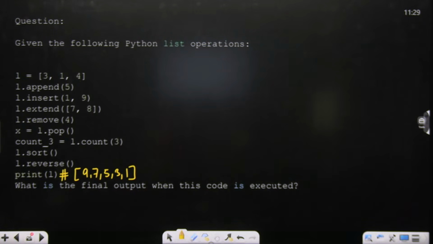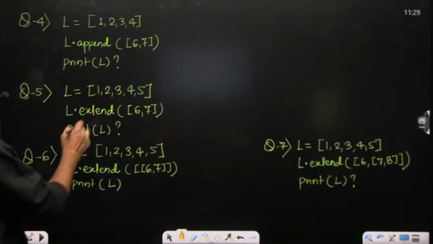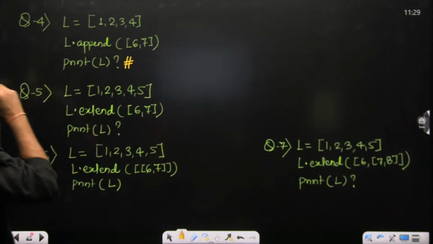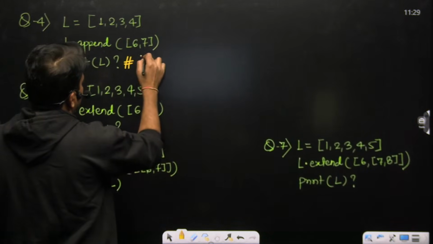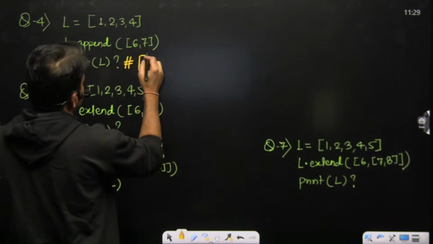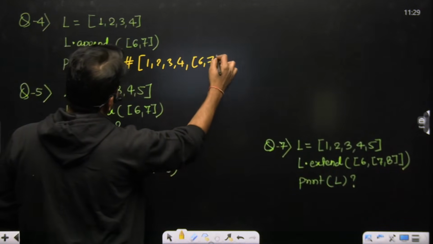All right, student. Now tell me, what is the answer for this one? Everyone reply with the answer. I am using the append function. Append takes it as a single object, student. So it is added at the last: 1, 2, 3, 4, and at the end 6 and 7.